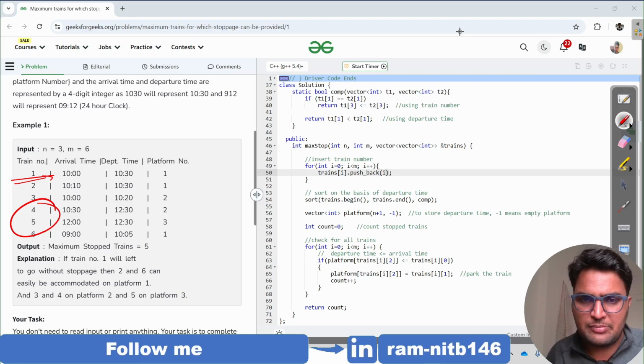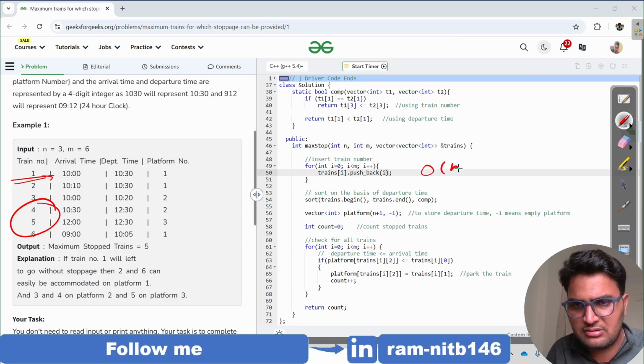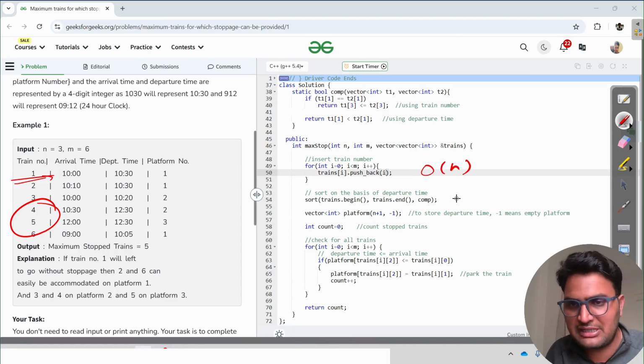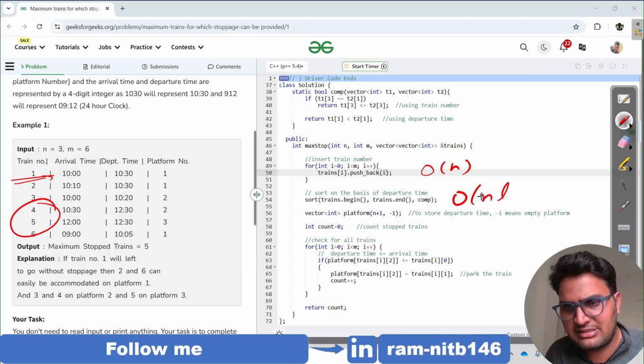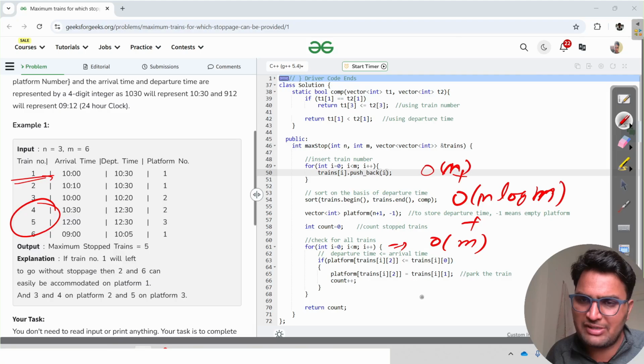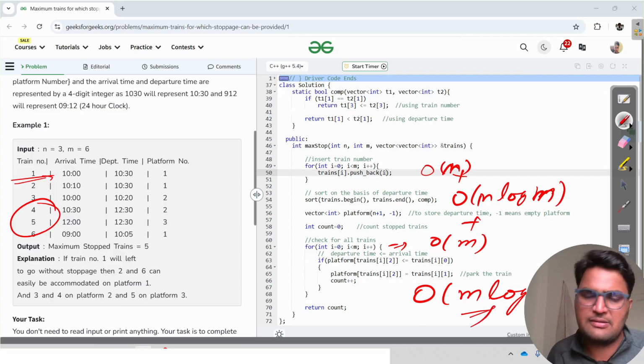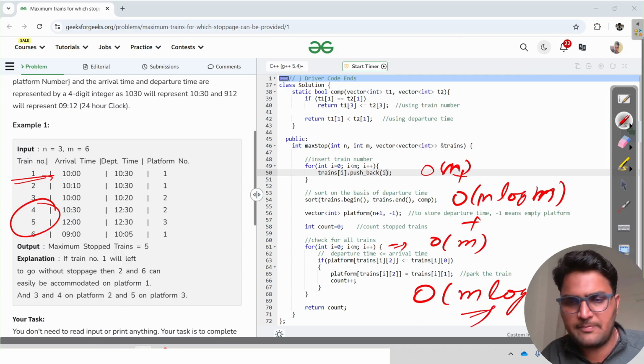So here the time complexity would be order of n, right? And the sorting part would take, basically, m trains we have, right? Here this is also m, and m log m, correct? And then this is also order of m, right? If we add them, then the total, the maximum or worst case time complexity, would be order of m log m, correct? So this is the optimized approach.